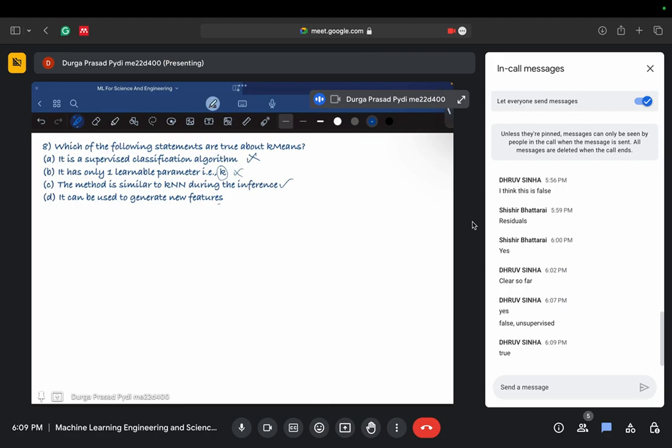The last one is something that I want you to pay a little attention. It can be used to generate new features. What I mean by new features here is, why do we need k-means, or for that matter any unsupervised classification algorithm? Can you point out any one application where you use unsupervised classification?